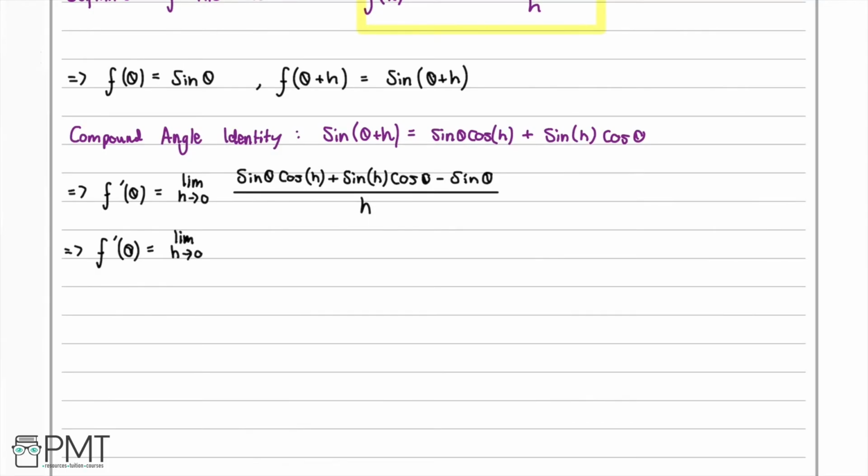So we have a sine theta here and a sine theta here. So what we can do is take a common factor of sine theta out. So we'll have sine theta, and then to get this sine theta, we'll multiply by cos of h, and to get to this sine theta, we'll multiply by -1. So that means we'll have sine theta multiplied by cos of h, subtract 1, and we divide this by h.